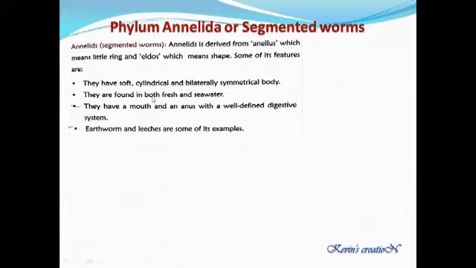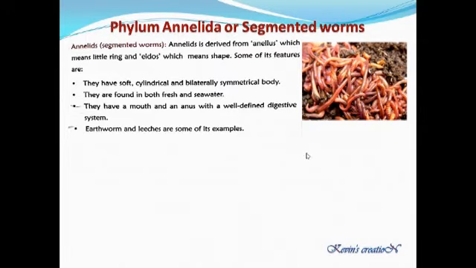They are found in fresh water and seawater also. They have a mouth and an anus, and they have got well defined digestive system. The best example here is earthworm. You have seen earthworm. They are also known as farmer's friend.